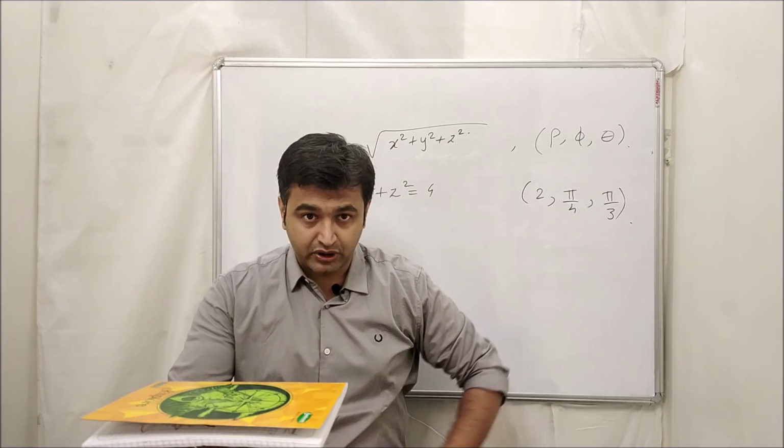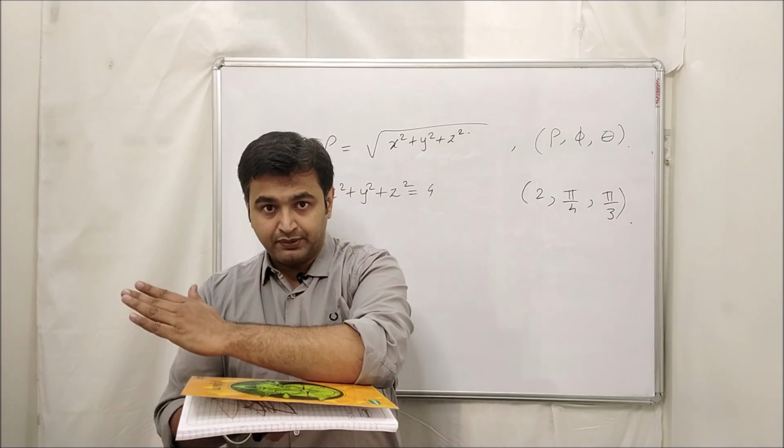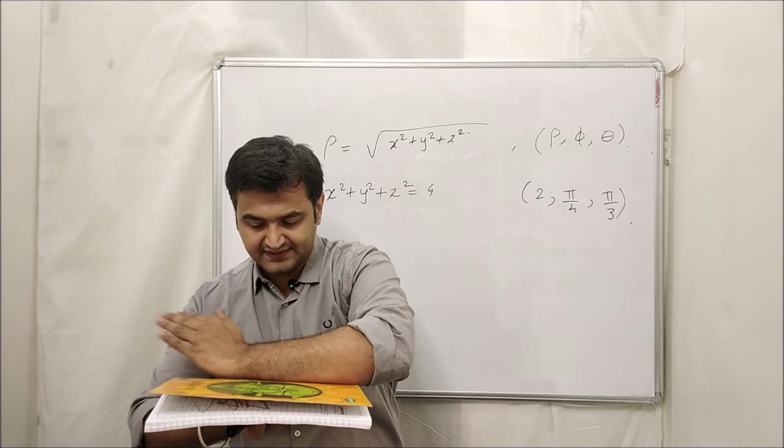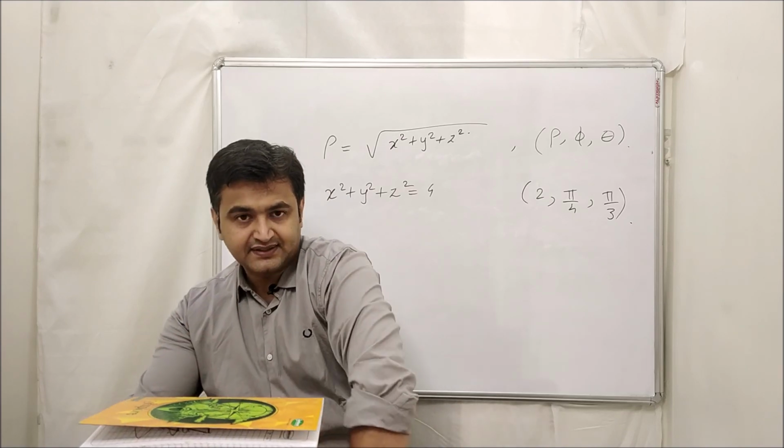Suppose you want somewhere at the bottom, so you take phi to be more than pi by 2, because from z-axis to x-axis it is pi by 2, and from x-axis to negative z-axis it is again pi by 2.